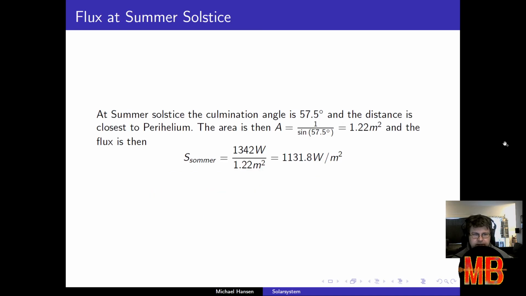So now we can figure out, and again, I'm sorry a Danish word snuck in, but hopefully you can see it. At summer solstice, the culmination angle is 57.5 degrees for the sun, and the distance is closest to perihelion. The area is then A equals 1 over sine of 57.5 degrees, and that is for me here on Earth.